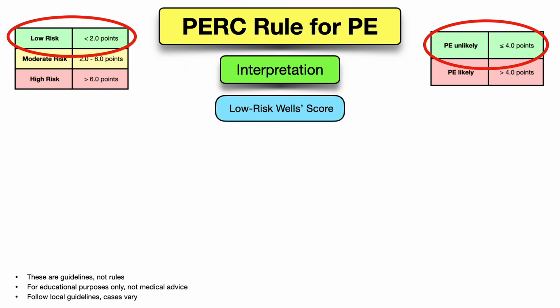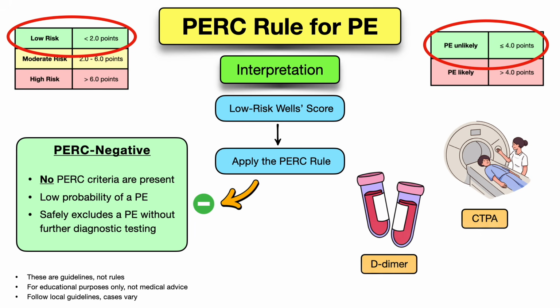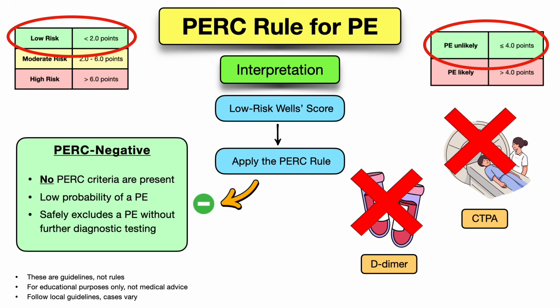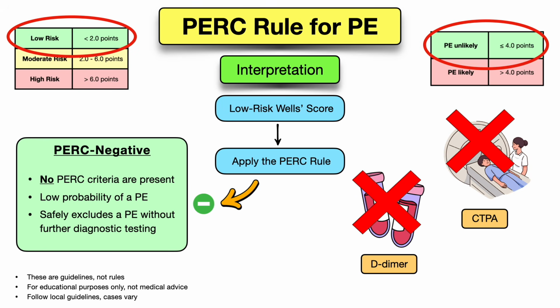Now that we have determined the patient is low risk for a PE using Wells criteria, we can then apply the PERC rule. This helps us rule out PE without the need for further testing. If the patient is PERC negative, meaning none of the criteria is present, then there is a very low probability of a PE. This safely excludes a PE without the need for further testing, such as a D-dimer or CTPA. This eliminates unnecessary testing and radiation. So again, if the patient is low risk for a PE using Wells criteria and they are PERC negative, then the PERC rule can be used to rule out PE without the need for further testing.